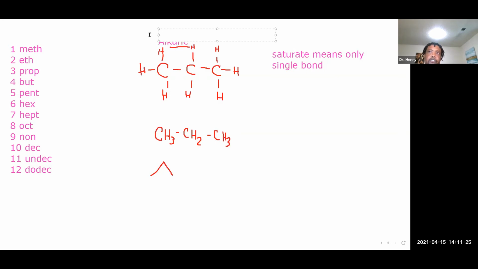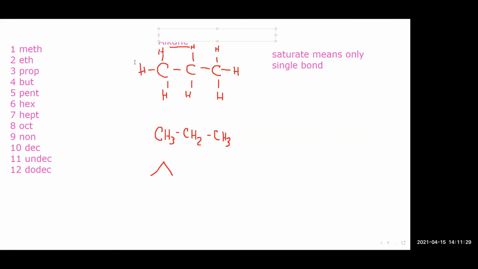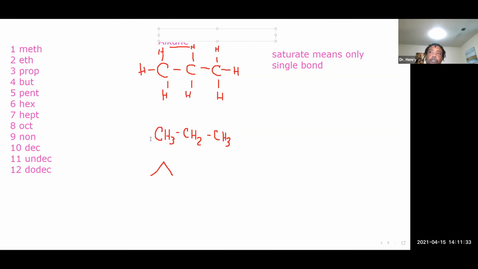So we name it based upon the number of carbons we have. How many carbons do we have here? 3. We have 3 carbons. So this guy would be called propane. Propane, okay? So what we do, we put the prefix prop, and then we add ane, letting us know that there's only single bonds there. Does that make sense?